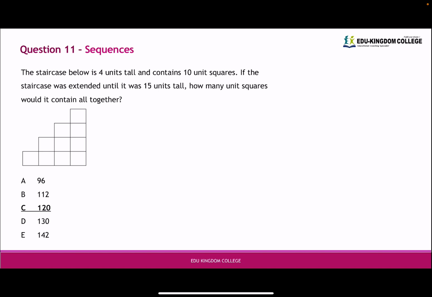Now, final question, we have a staircase. So we have n equals 1, first row, n equals 2, n equals 3, n equals 4. And in each row, or each term, we just go up by 1. So the number of blocks in each row is the same as the term itself. So 1 plus 2 plus 3 plus 4 plus, and we want to see how many blocks we have if the staircase extends till 15 units tall. So plus all the way till 15. And what we want to do here is pair up.